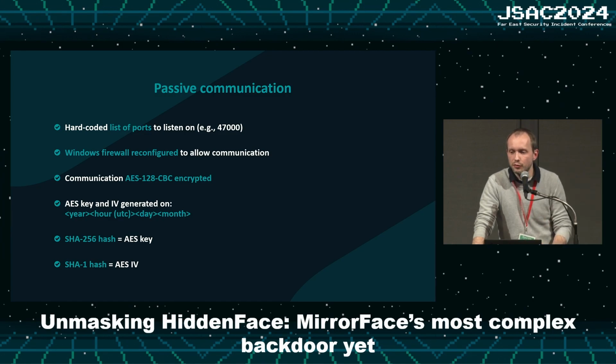However, in the passive communication, every message is encrypted by AES-128 in the CBC mode. The AES key and IV are generated from the current hour in the specified format. The SHA-256 hash of this hour serves as the AES key, and the SHA-1 hash serves as the IV. This approach enables HiddenFace and the operator to generate the same key and the IV without exchanging any secret.